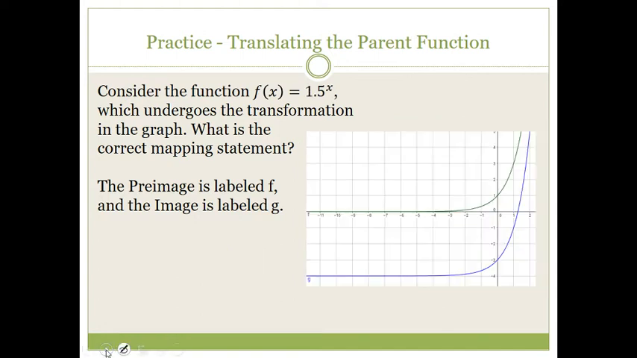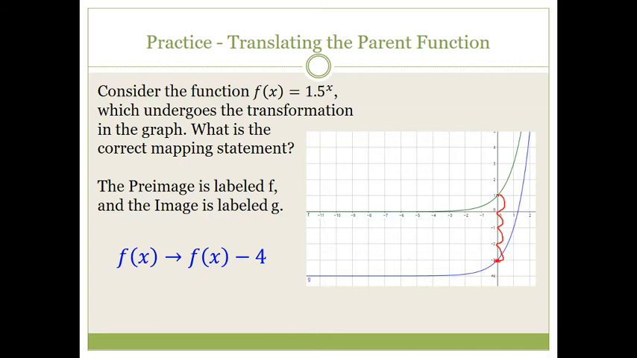All right, so let's practice another one. Can you map the green one to the blue one? All right, so again, you can see that all we did to get from the green one to the blue one is shift the entire function down 1, 2, 3, 4 times. So it's f of x minus 4.